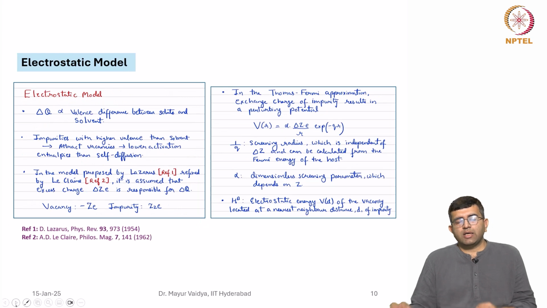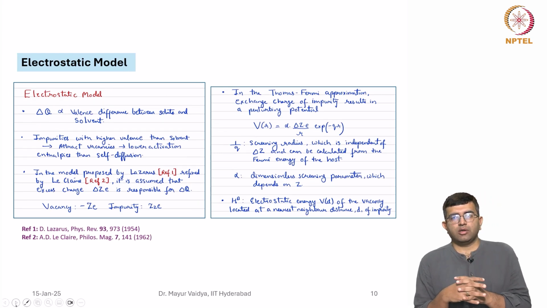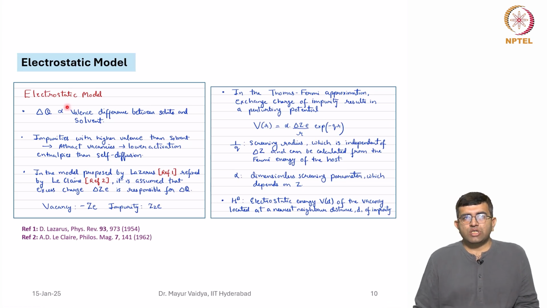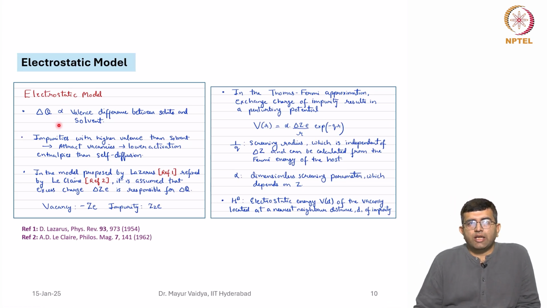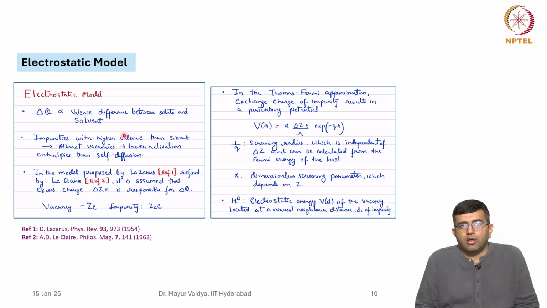Now, there are certain theories put forward to explain this difference, and one of them is the electrostatic model. In the electrostatic model, what is proposed is that delta Q is proportional to the valence difference between the solute and the solvent. So, the solute and the solvent valence difference contributes to the difference in the activation energy.